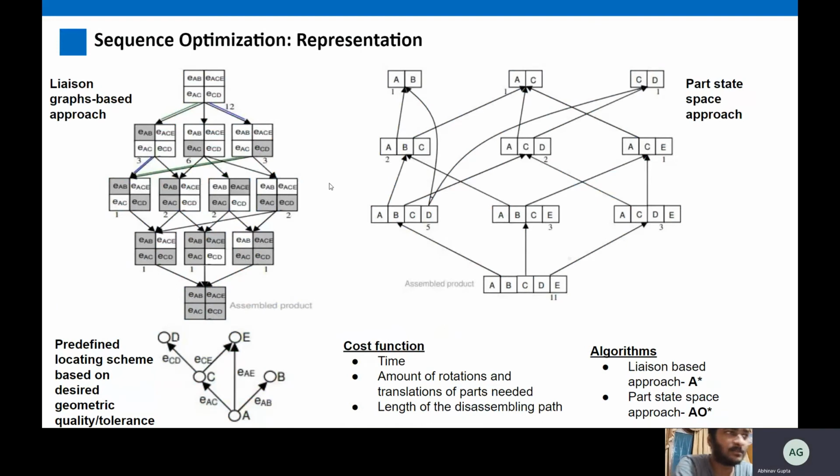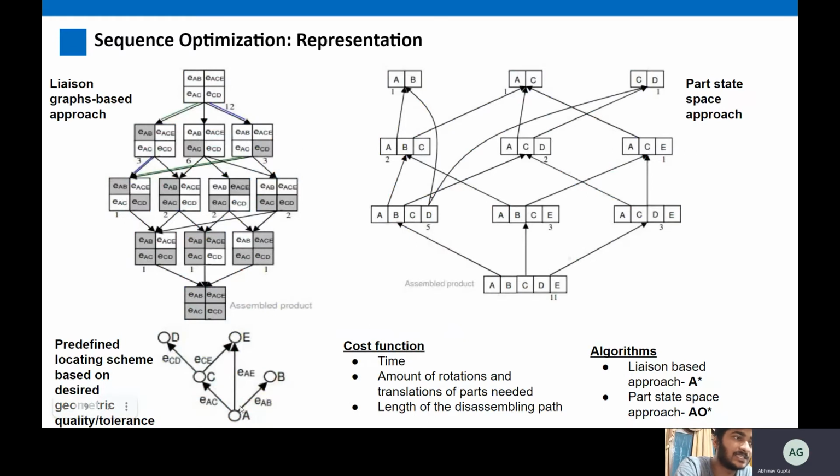Now, these are some of the methods which have been discussed in literature for sequence optimization. So these are the methods of representation. First is the liaison graphs based approach. Now, before we go on to these approaches, let's first look at the predefined locating scheme. This locating scheme has to be given to us by the designer itself, based on the geometric quality and the tolerance which is desired in the final product. So this is basically the desired locating scheme.